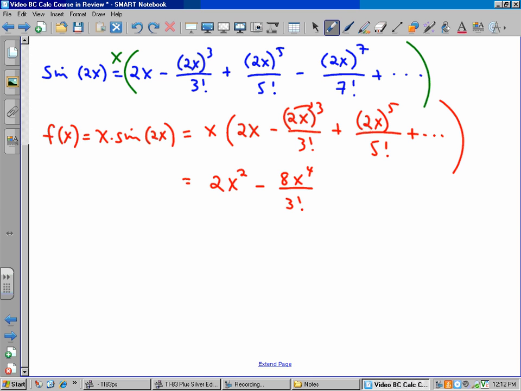2 to the third is 8. This is x to the third, and I'm multiplying by another x. That's where I got x to the fourth from. 2 to the fifth is 32. This would be x to the fifth, but I've got to multiply by another x, so I've got x to the sixth. 32x to the sixth over 5 factorial, and so on. All right, this was a multiple choice question, so that would be one of the choices.